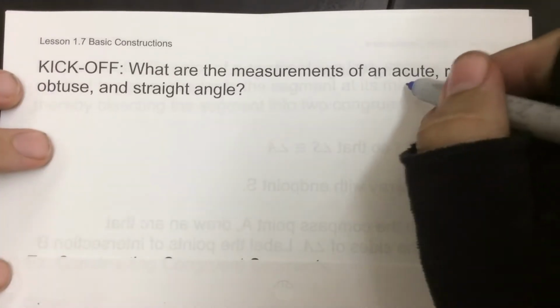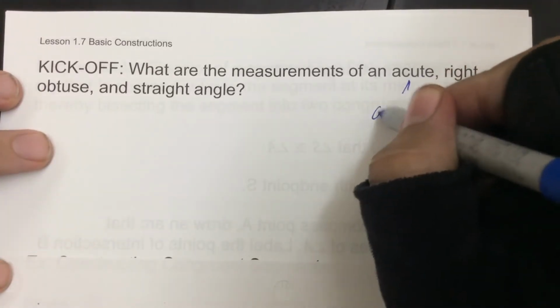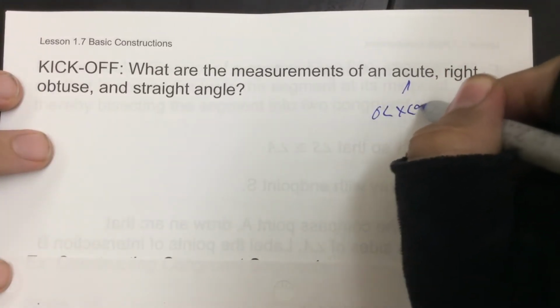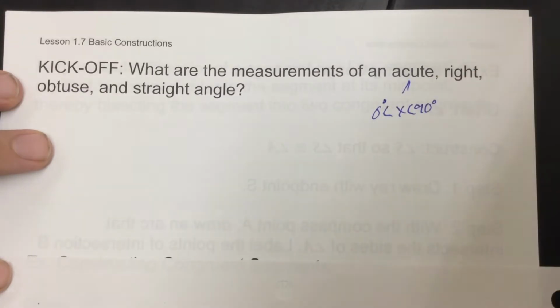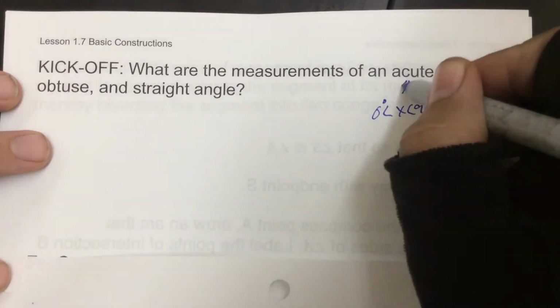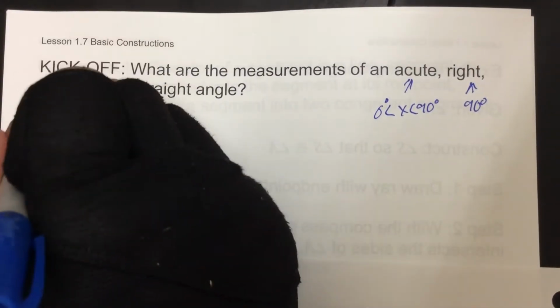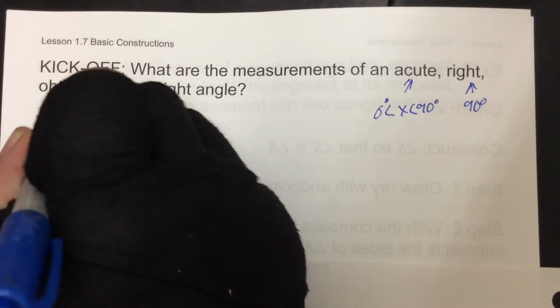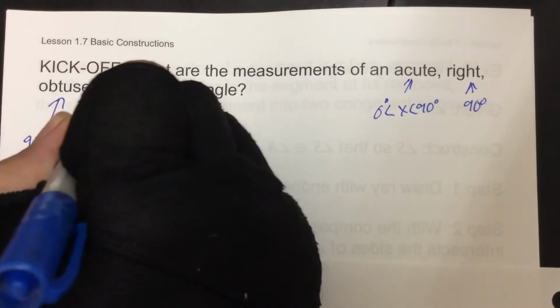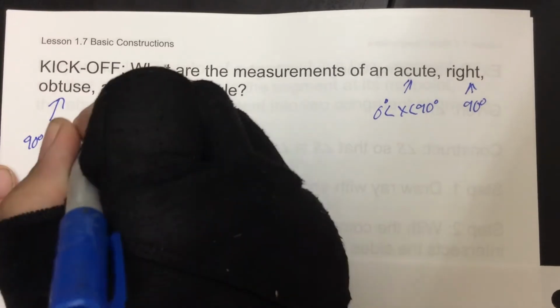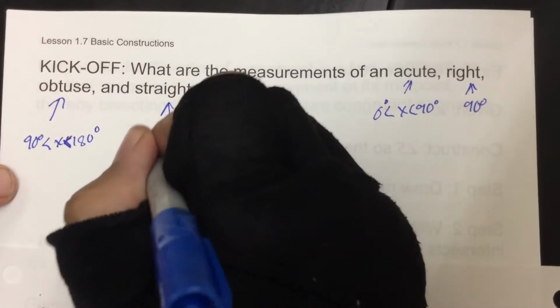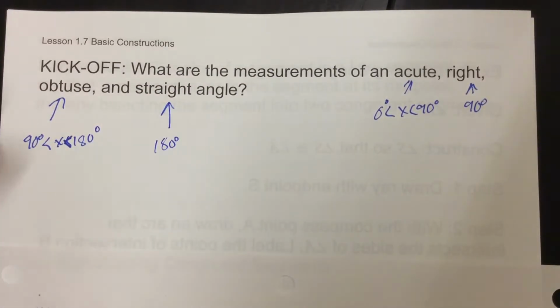So acute angles are going to be from 0 up to 90. Right angle is going to be exactly 90. Obtuse will go from 90 degrees up to 180. And then lastly, straight angle is going to be 180 degrees. So those are our angles.